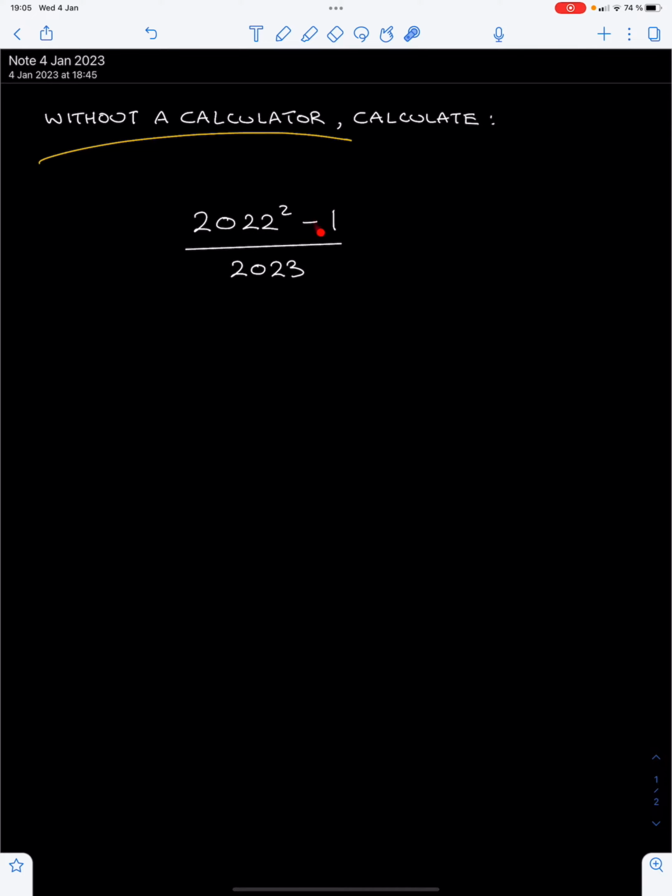Using the fact that 1 is equal to 1 squared, we can rewrite this numerator as a difference of 2 squares. Here's what I mean. We can rewrite this as 2022 squared minus 1 squared, and that's still over 2023.